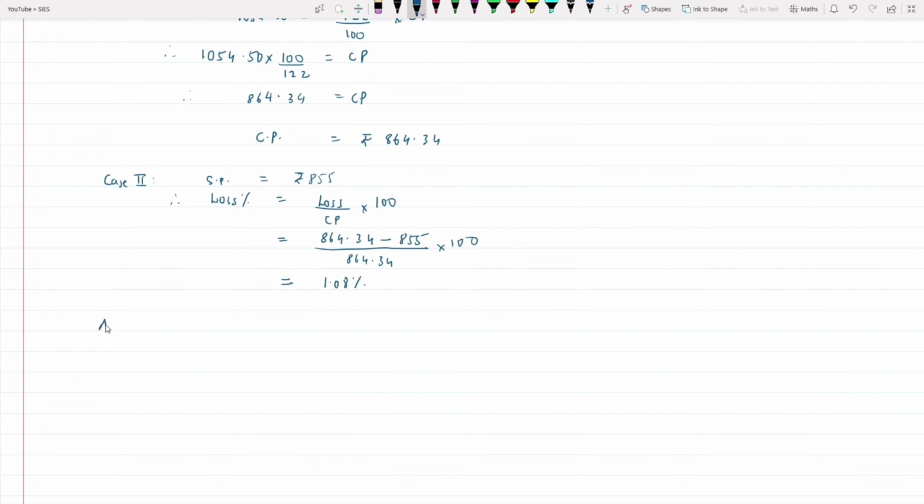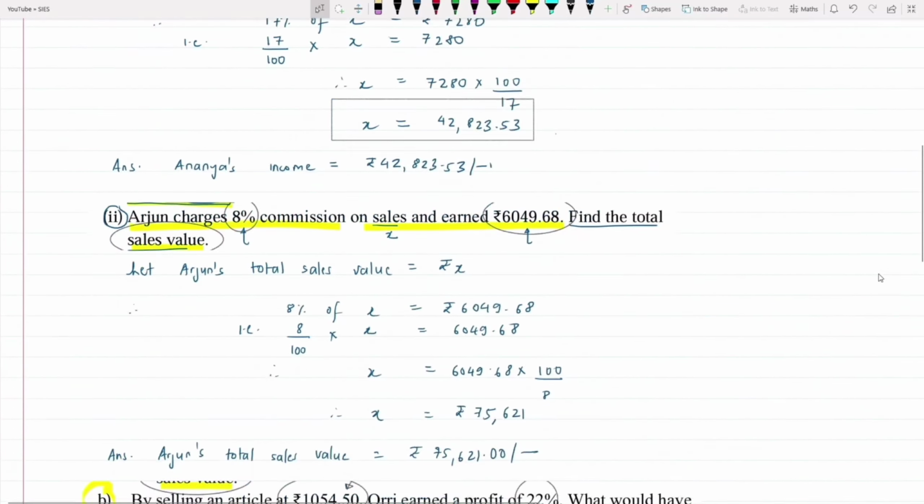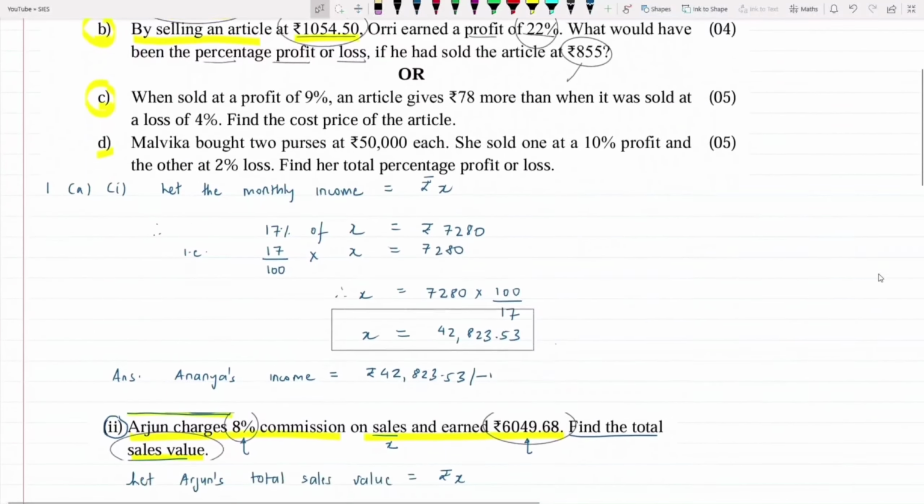And this comes as 1.08%. So we can finally state the answer as the loss percentage is equal to 1.08 if the article is sold at 855 rupees. So that's problem B of the 4 questions. Now let's move on to C. I'll just pin it down.